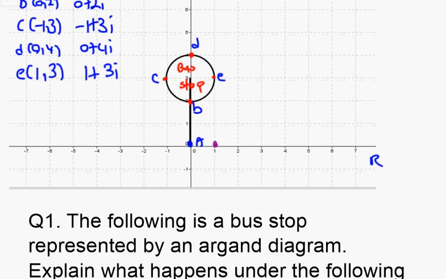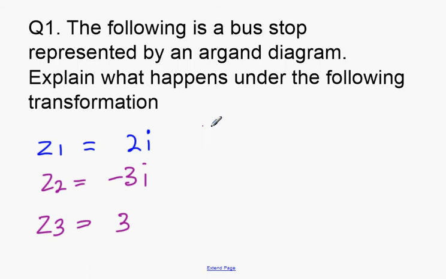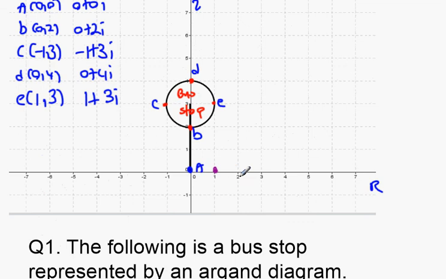Another example would be what happens if Z4 is going to be 2 plus 1i. What does that mean? 2 across, 1 up. 2 across, 1 up, for each point. And as you can see, our full bus stop has taken a diagonal movement upwards.